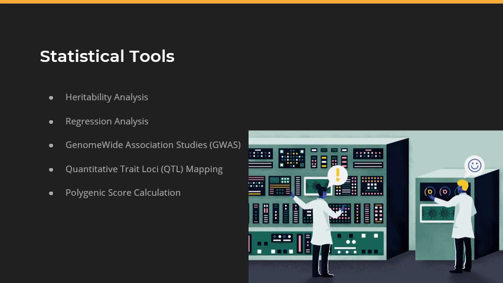So, to summarize, statistical tools in quantitative genetics are indispensable for unraveling the mysteries of complex traits. They allow us to estimate heritability, identify genetic markers, and map the genomic regions responsible for these traits. These tools empower us to better understand the genetic and environmental factors that shape the diversity of life.